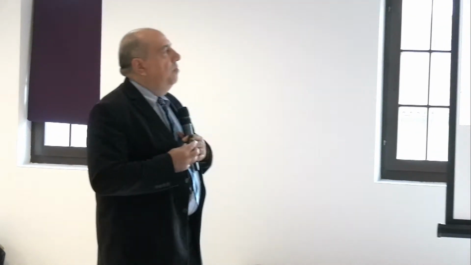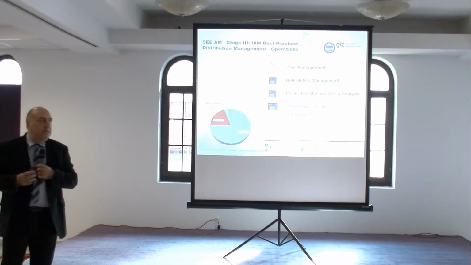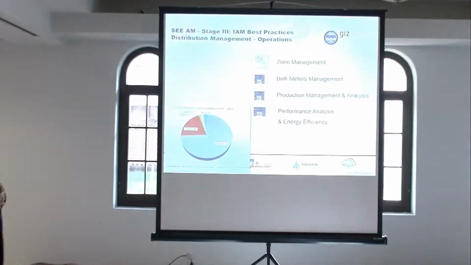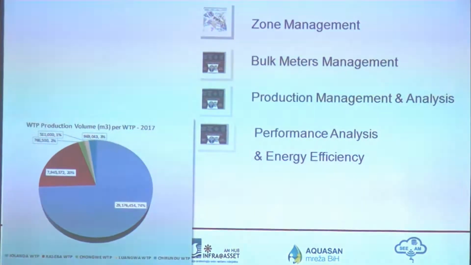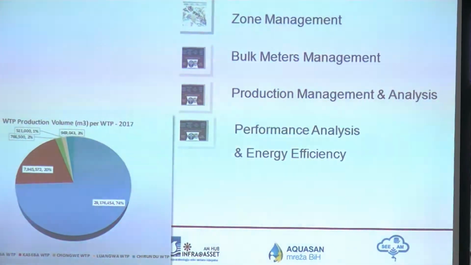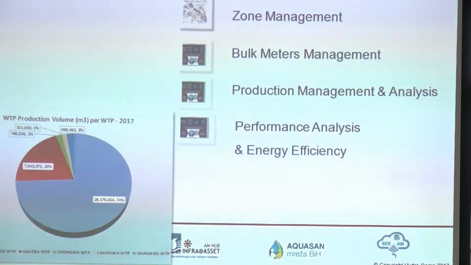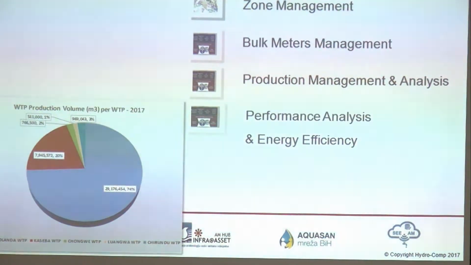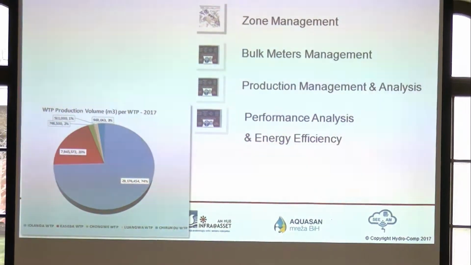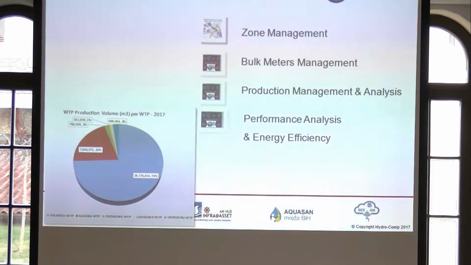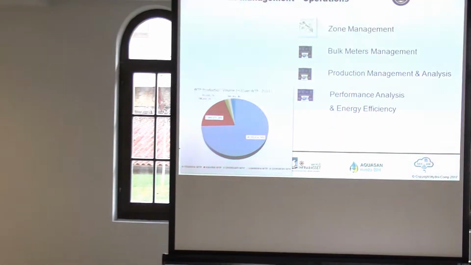So operation is linked to zoning, to zone management, is linked to bulk meter management, which for a small utility, they might have 1 or 2 bulk meters. But for a bigger utility, there might be 30, 40, 50 bulk meters. And bulk meter management can become a big operation. Production management, and finally, performance analysis and efficiency, energy efficiency.